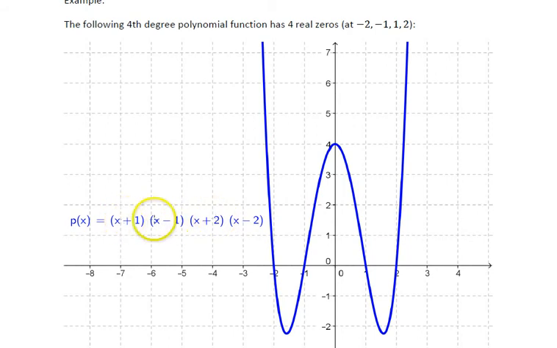And by the zero factor property, we can see what the zeros are. Setting each of these factors equal to 0 and solving, we see that the zeros are at -2, -1, 1, and 2. And right here, -2, -1, 1, and 2 indeed are where the graph crosses, in this case intersects, the x-axis, and the value of the function at those points is 0.